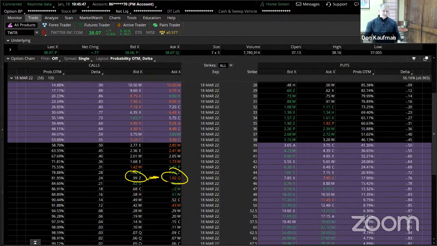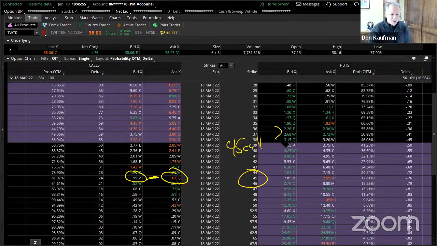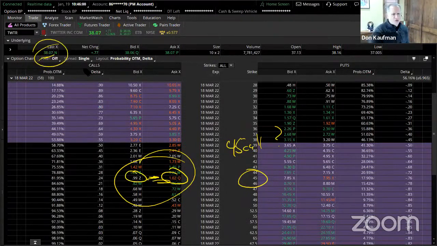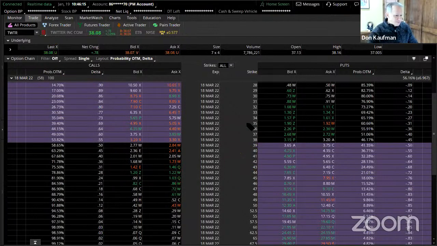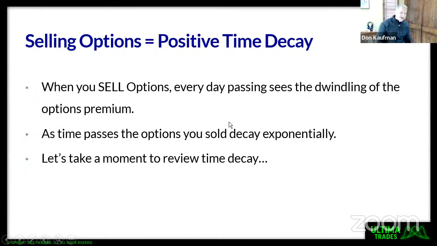And that is what we term, okay, there it is, a 45 call. The question is, what is that option, all factors being held equal? Let's say the stock is at 38 a month from now. What's this 45 call going to be worth a month from now if all other factors are held equal? And the answer is less, because as time moves forward, options do what? They decay. Options decay. So what happens in options decay? As time passes, options you sold decay exponentially.